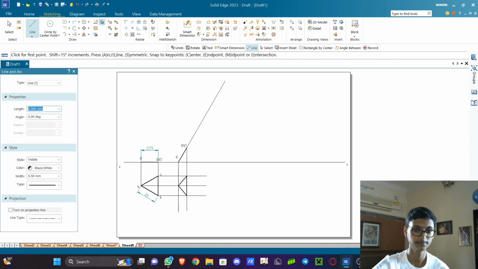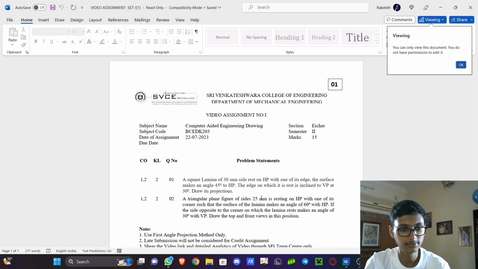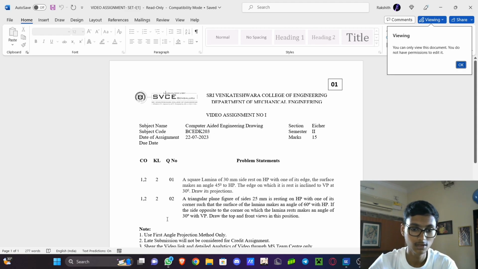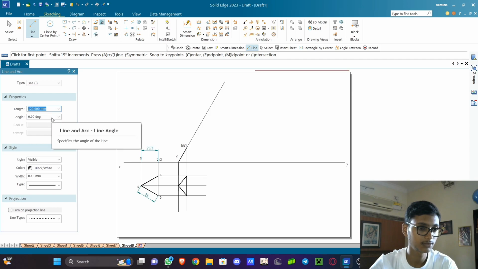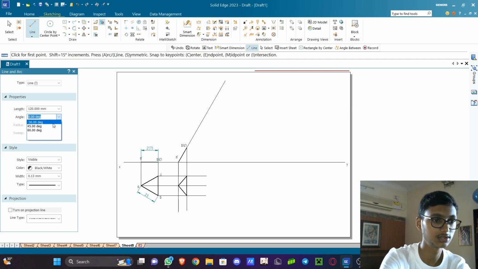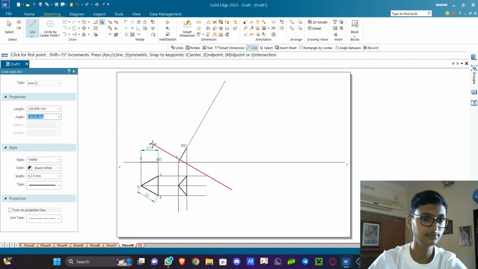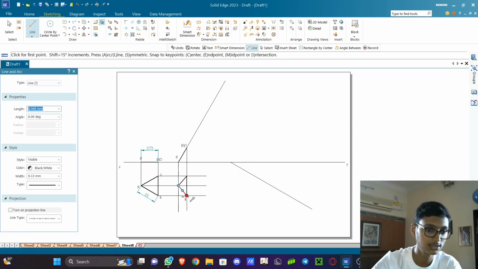Let us see the third part. If the side opposite to the corner on which the lamina rests makes an angle of 30 degree to the VP, then the side opposite to the corner should be inclined 30 degree towards VP. So let us draw a 30 degree line first. I am selecting a thin line. Let me keep it as 120 mm and angle is 30 degree. It is minus 30 degree because it is towards VP. I am placing it over here. Now this is the side which is opposite to the corner.